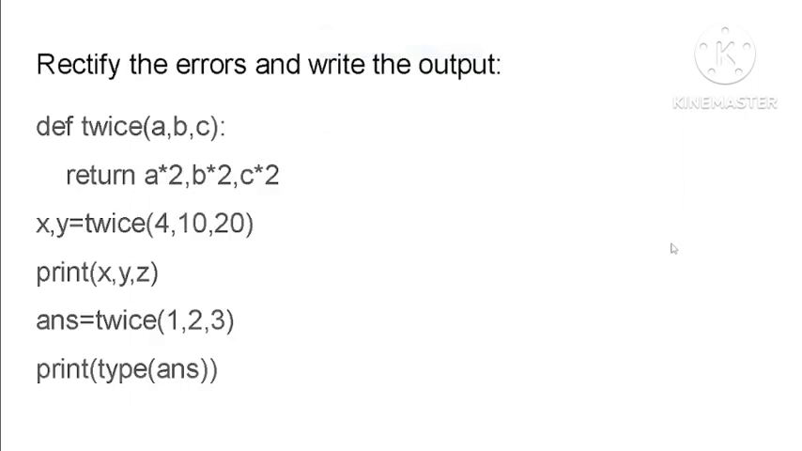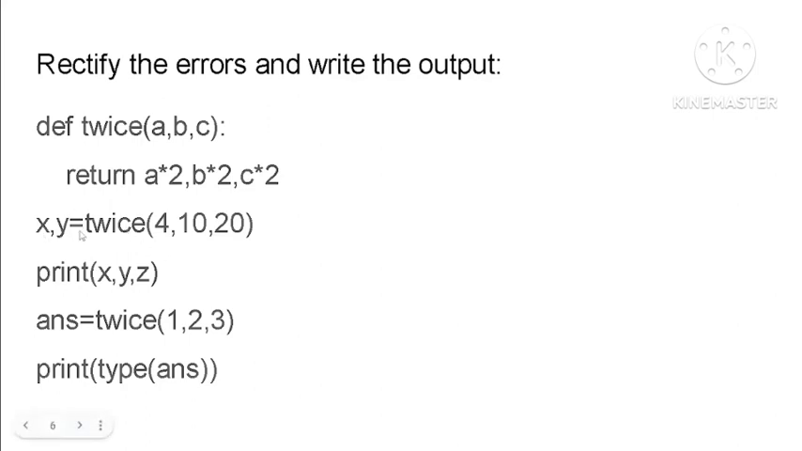Let us check the next code. def twice of A, B, C. Return A into 2, B into 2, C into 2. So this code returns the double of the given arguments. Look at the first call statement. There are no errors in the header statement or in the return statement. So let us see what is the problem here.